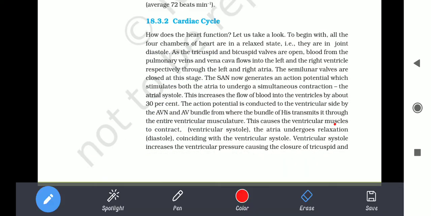Cardiac cycle. Now we are going to discuss how our heart actually works or functions. We know that we have the four chambers of the heart. First, they will all be in a relaxed state. Okay, so they will be in the diastolic state.